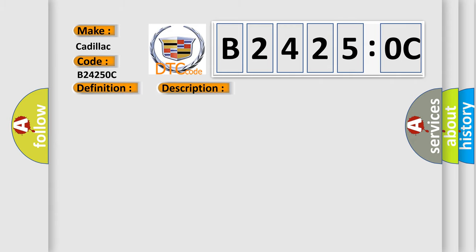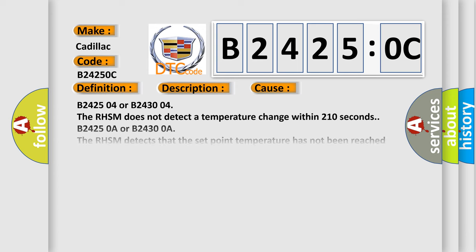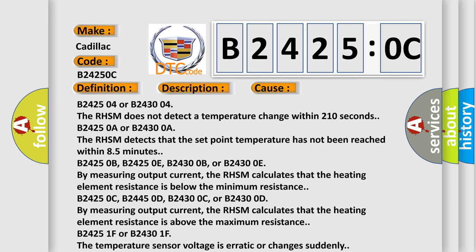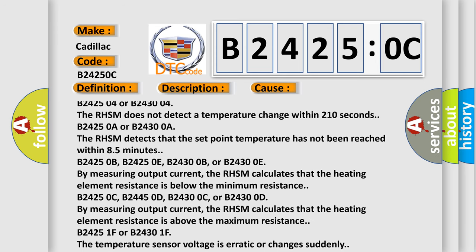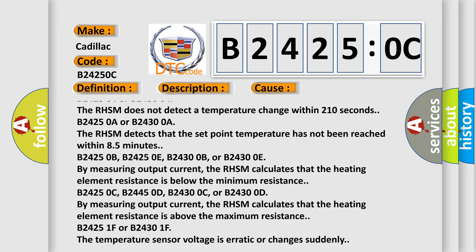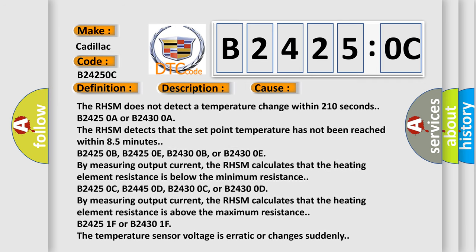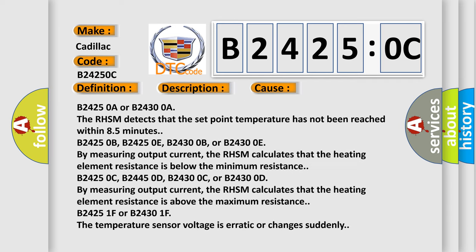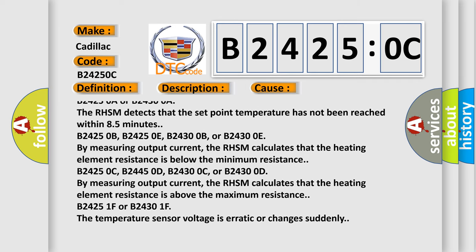And now this is a short description of this DTC code. The RHSM must be powered and the heated seat must be enabled. This diagnostic error occurs most often in these cases: B242504 or B243004. The RHSM does not detect a temperature change within 210 seconds. B24250A or B24300A. The RHSM detects that the set point temperature has not been reached within 8.5 minutes.